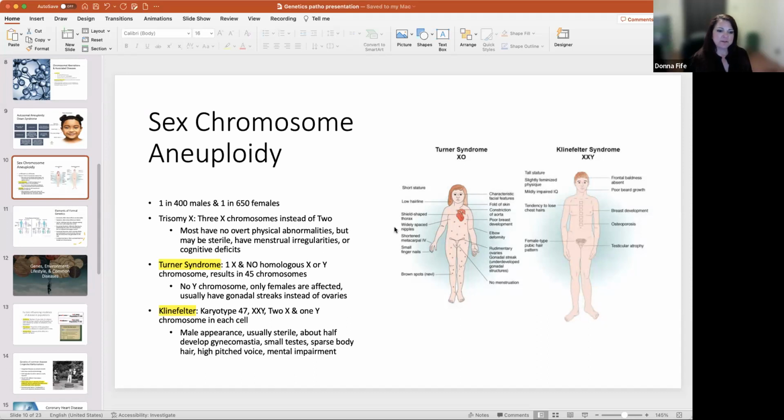Now, Klinefelter syndrome has karyotype 47, XXY. So there are two X and one Y chromosome in each cell. The appearance is male, and usually they're sterile, and about half develop gynecomastia, small testes, sparse body hair, a high-pitched voice, and mental impairment. And here is information showing Klinefelter syndrome.